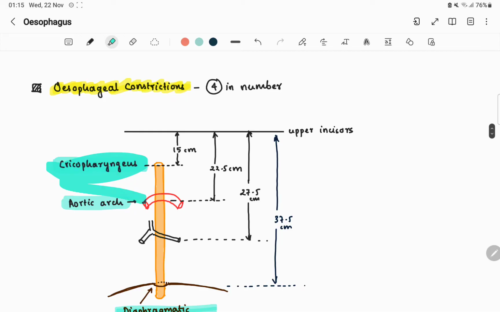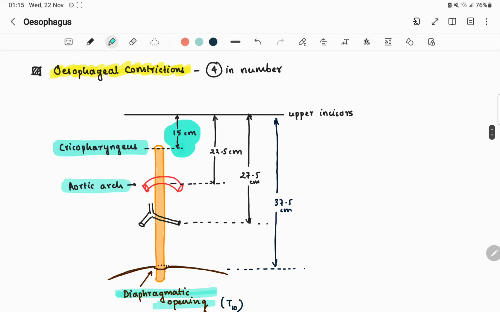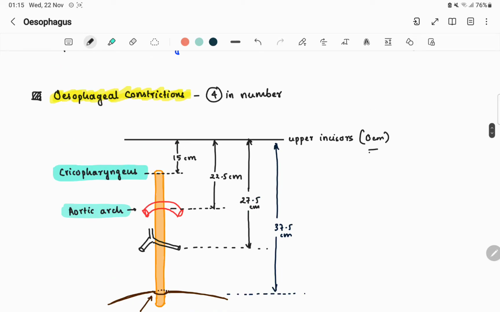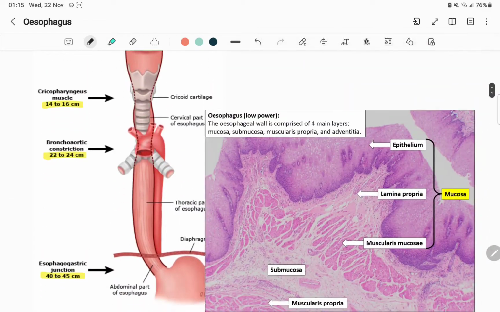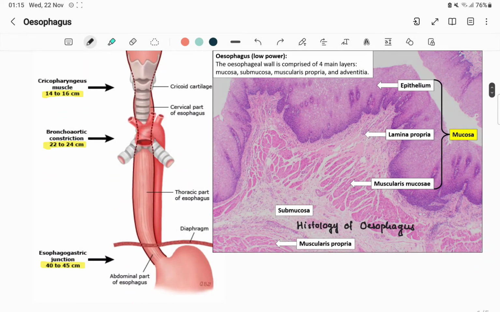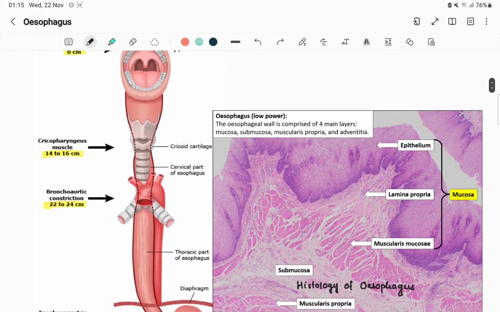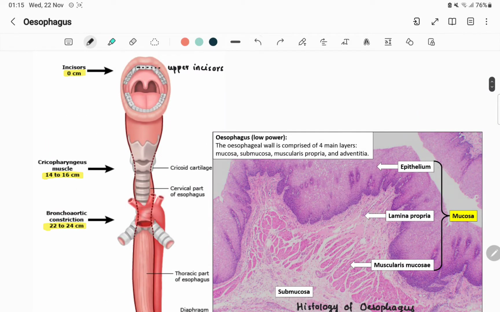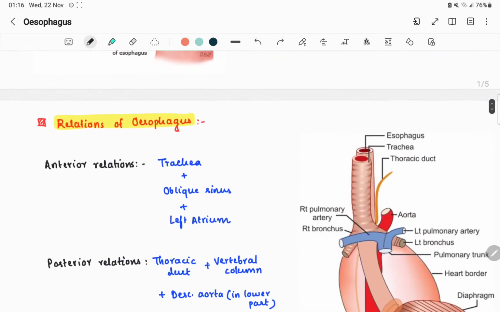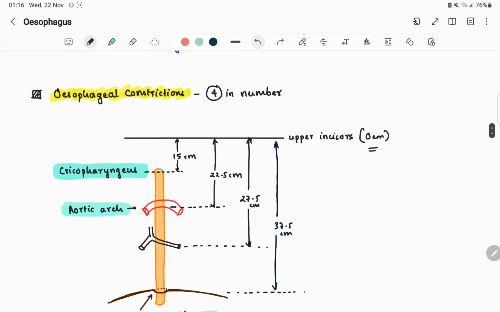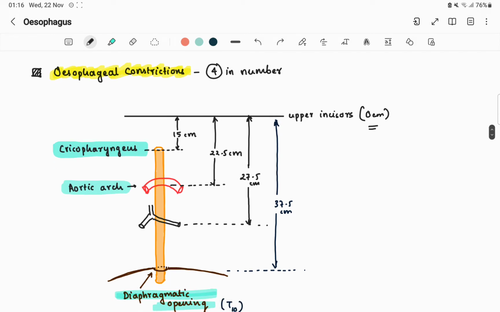Let's see. The cricopharyngeal constriction is present 15 cm from the upper incisors. We take the upper incisors as the standard, at 0 cm. And then we have the cricopharyngeus muscle. It is given as 14 to 16 cm, but you follow the standard, that is 15 cm. This is from Grays, and these numbers are very important.